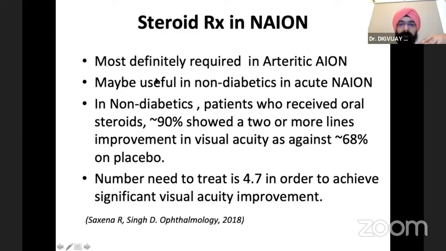And there's a randomized control trial that we had conducted with Dr. Rohit Saxena, Dr. Swati, all of us at RP Center. We found that there was a 2 or more line improvement in the non-diabetics compared to a placebo, and that you needed to treat 4.7 patients in order to see a visual acuity 2-line improvement in one eye. So there could be a possible role of a steroid in NAION.